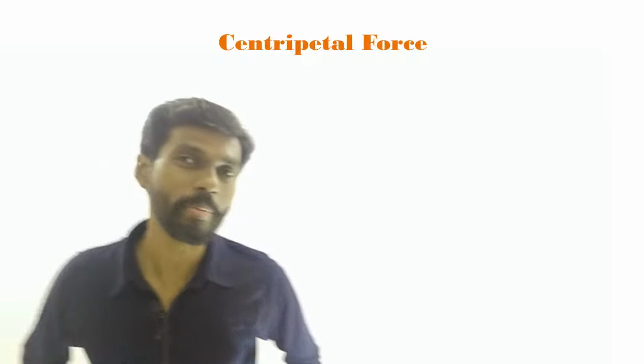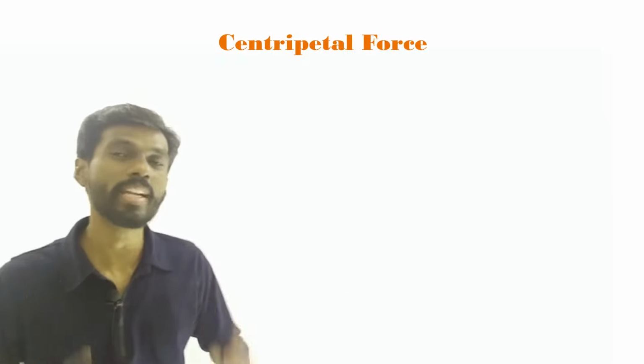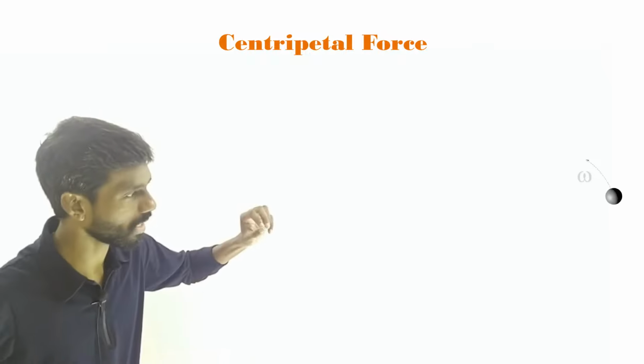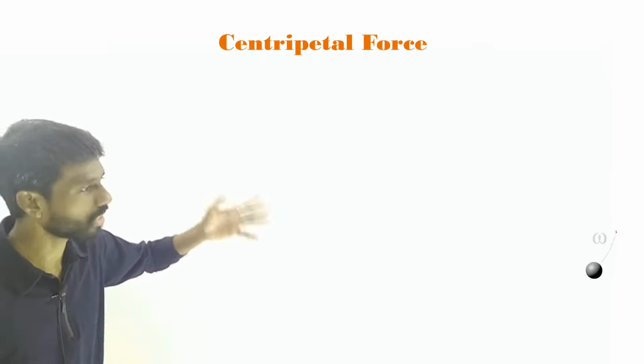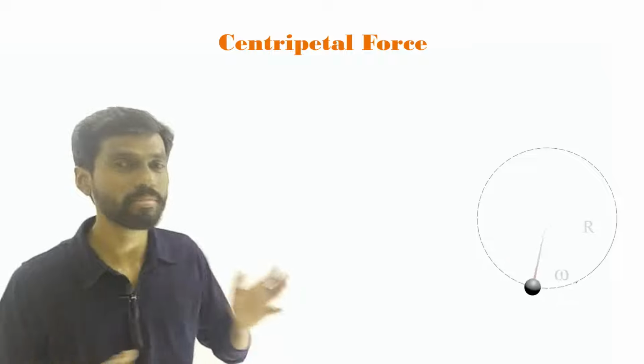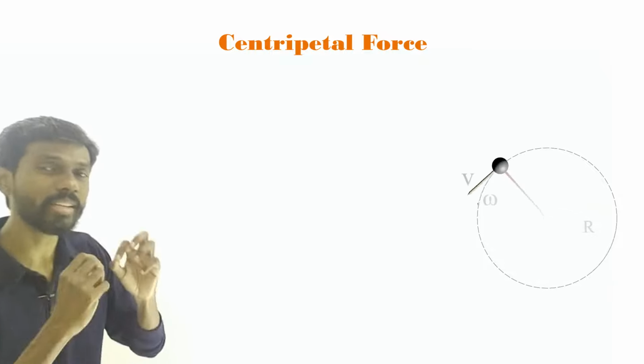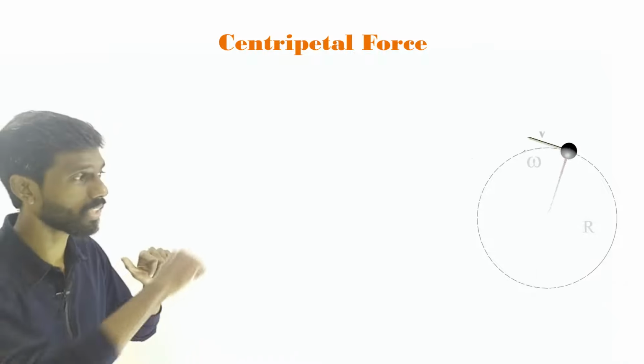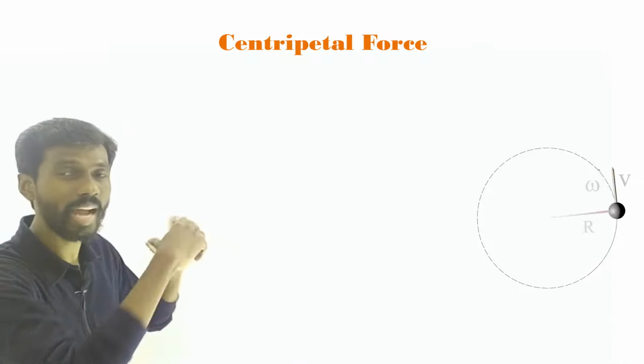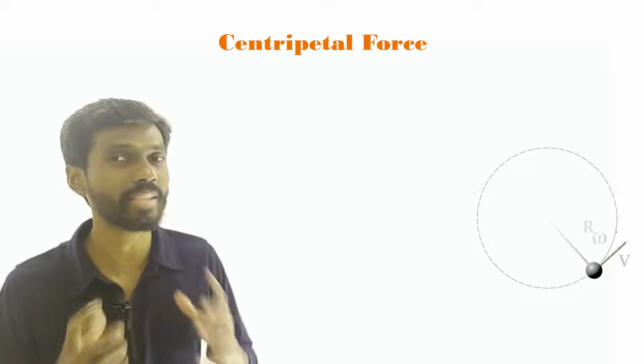Here we'll talk about centripetal force. We are already familiar with the concept of centripetal acceleration, which was done as part of kinematics. An object is moving in a circular path with some angular speed omega and tangential speed v. Now, this object is moving in a circular path, so there is an acceleration component of this object towards the center, right? That acceleration is called the centripetal acceleration.